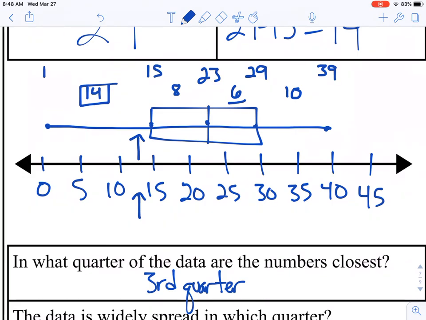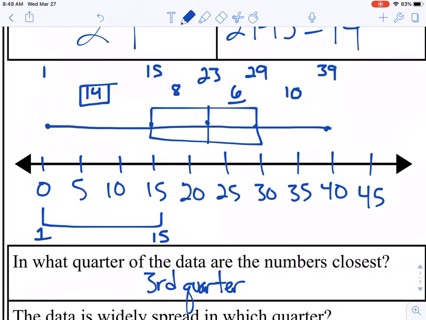Because what this, I'm going to erase my little arrows. What this section is saying is that there are people, 25% to be precise, of the people are between the ages of 1 and 15. But that doesn't necessarily mean that there's any 13-year-olds.